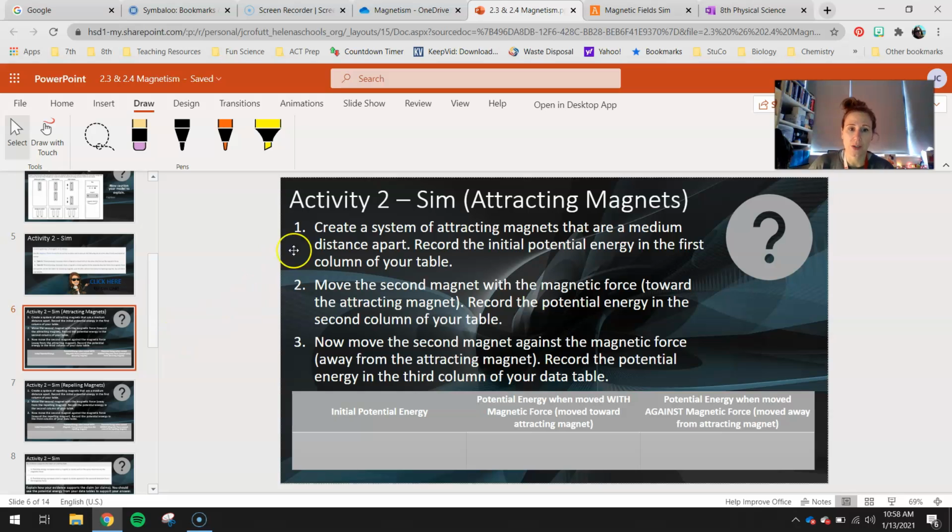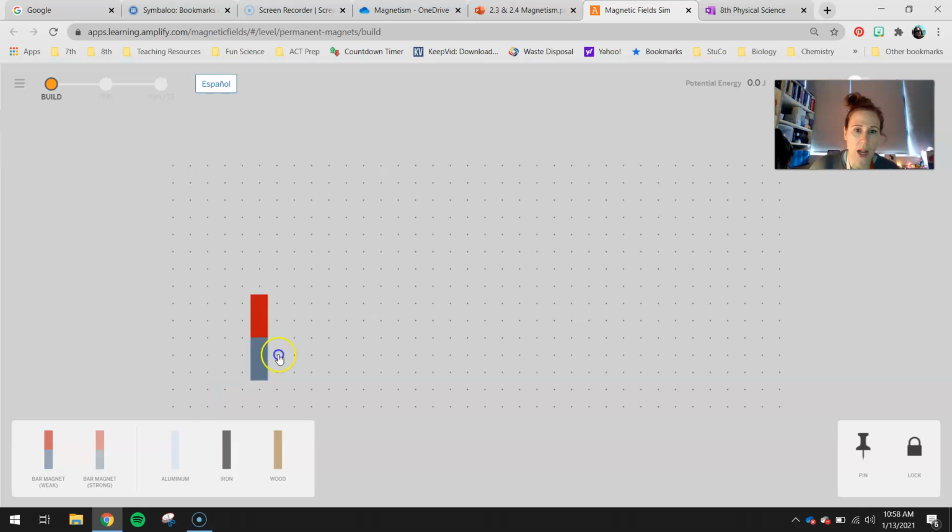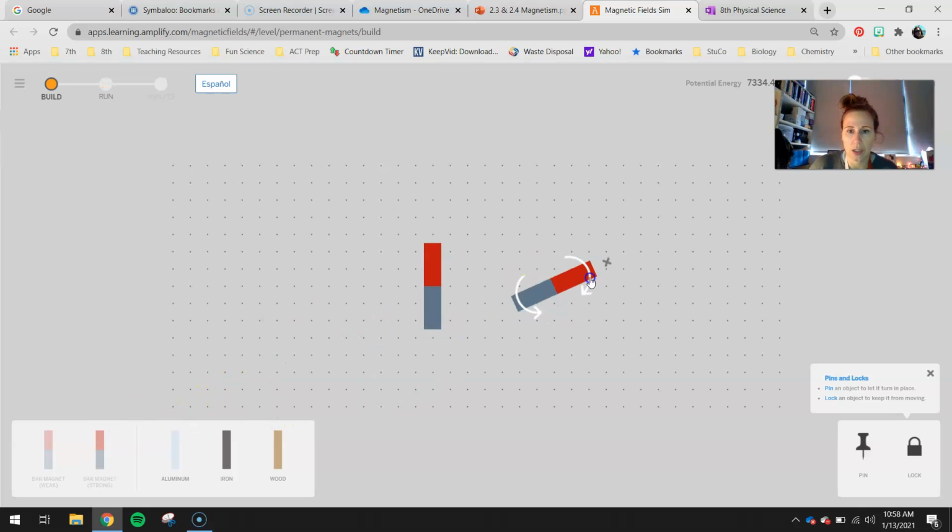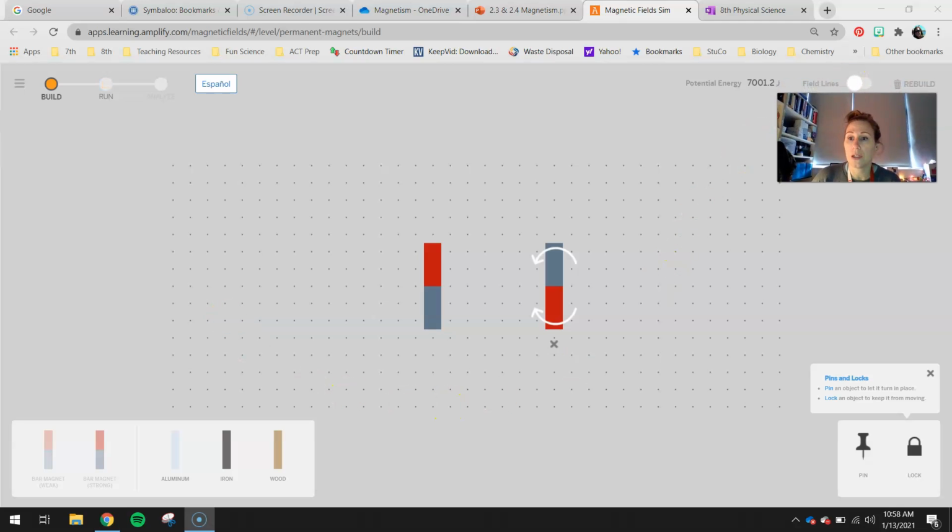Okay, so back to our directions. Create a system of attracting magnets that are a medium distance apart. So I want them to be attracting. I'm just going to take 2 strong magnets. Medium distance is probably about that much. Closer or further away, either is fine. You just want to be able to move them closer and to move them further apart. We can also click on this toggle line up here to show the field lines. So again, moving it with, they have connecting field lines, so we're going to move them closer together to be with their magnetic force, and against would be to move them further apart because that's against what they naturally want to do. They don't want to move further apart.